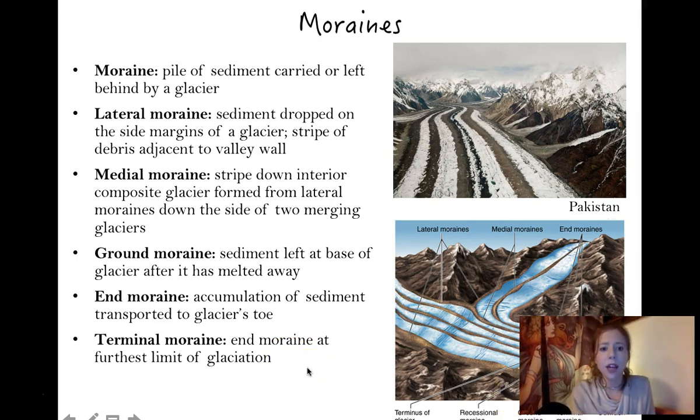All right, end moraine is accumulation of sediment transported to a glacier's toe. And terminal moraine is the end moraine at the furthest limit of glaciation. So that's where, so to the furthest extent where the glacier reached. So you won't see any more moraine piled beyond this point. That's why it's the terminal one. It's the last one that you see.